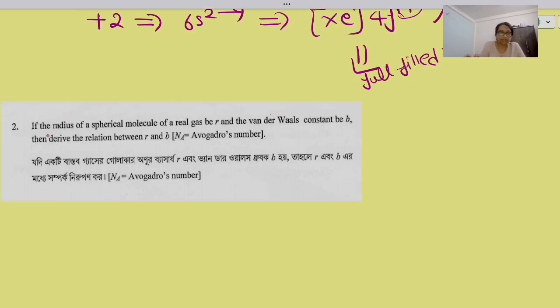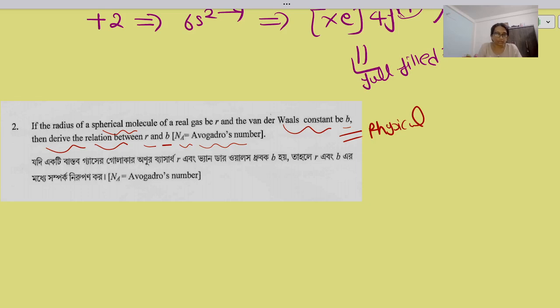And the question starts: if the radius of a spherical molecule of a real gas is r, and the van der Waals constant b is B, then derive the relation between r and B, given that Na is equal to Avogadro number. This question is from physical chemistry.